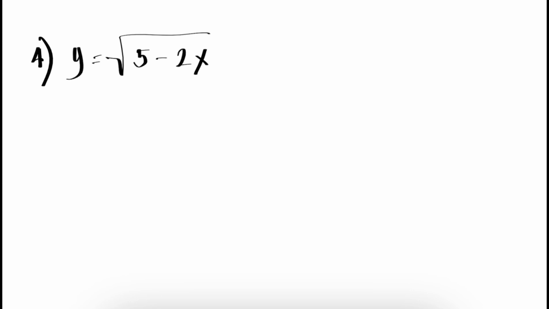Okay, let's have number 4. The given is y is equal to the square root of 5 minus 2x. Now, take note. Y is equal to the square root of 5 minus 2x is already expressed for y in terms of x. Since y is a radical, y must be greater than or equal to 0, and its radicand 5 minus 2x must be greater than or equal to 0. Okay? So therefore, let's solve for x.